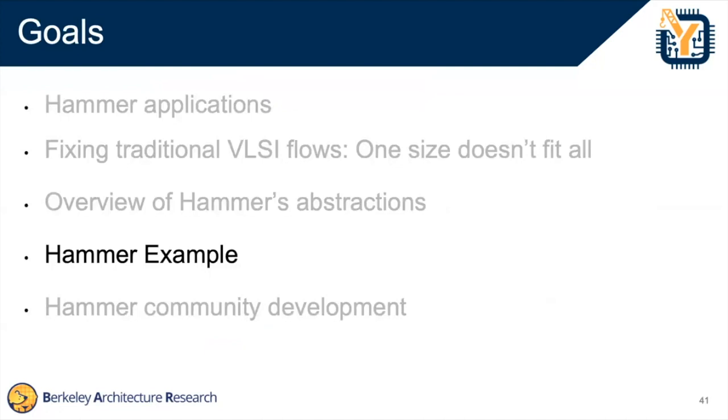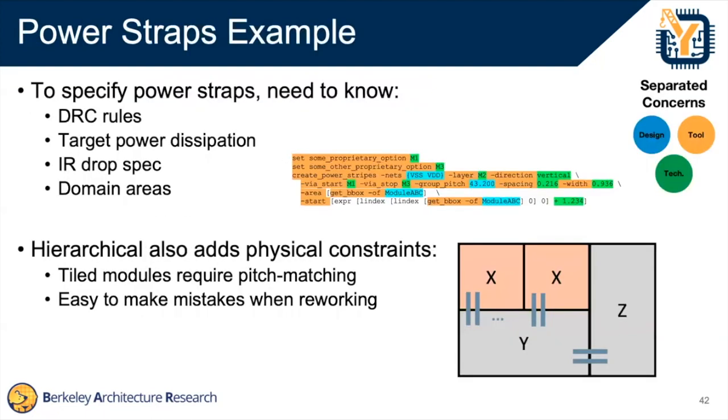So let's go through a quick example of the PowerStraps API implementation in Hammer. Remember that before we had this complicated fragment that was very specific to a combination of a design tool and a PDK. And now we want to find a way to extract that into a higher level API. So to specify the PowerStraps, we need to know the DRC rules of that process, the target power dissipation of that given module, some IR drop spec, and also the power domains for that module. And we can also do hierarchical in Hammer. So that might add additional physical constraints.